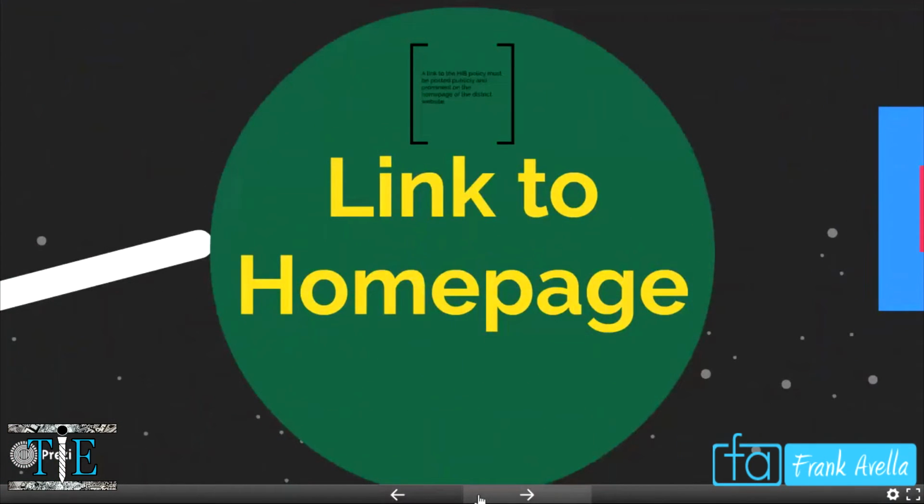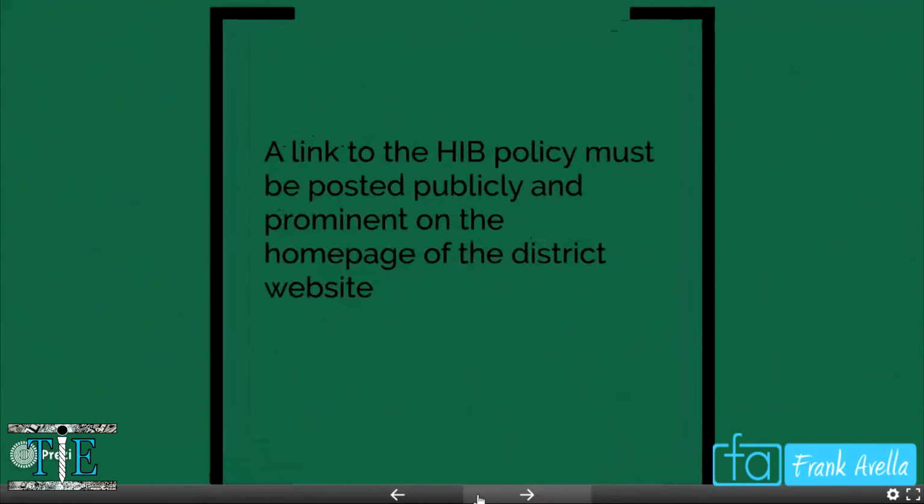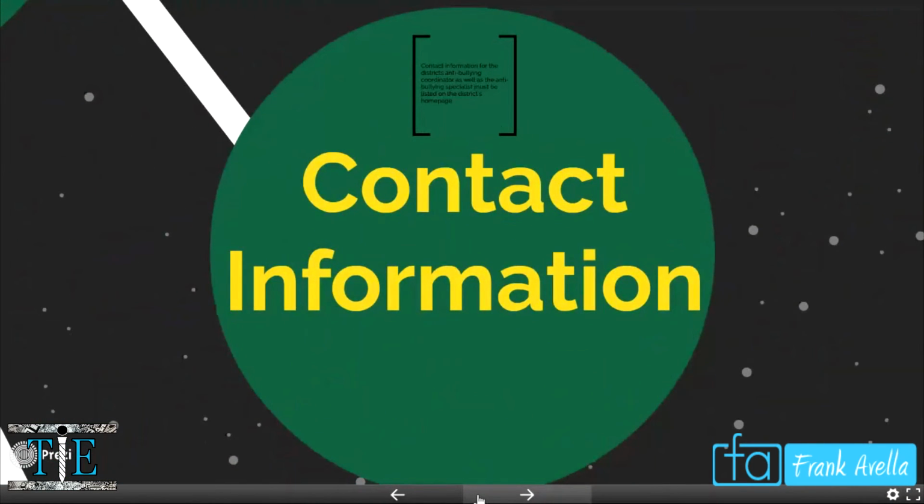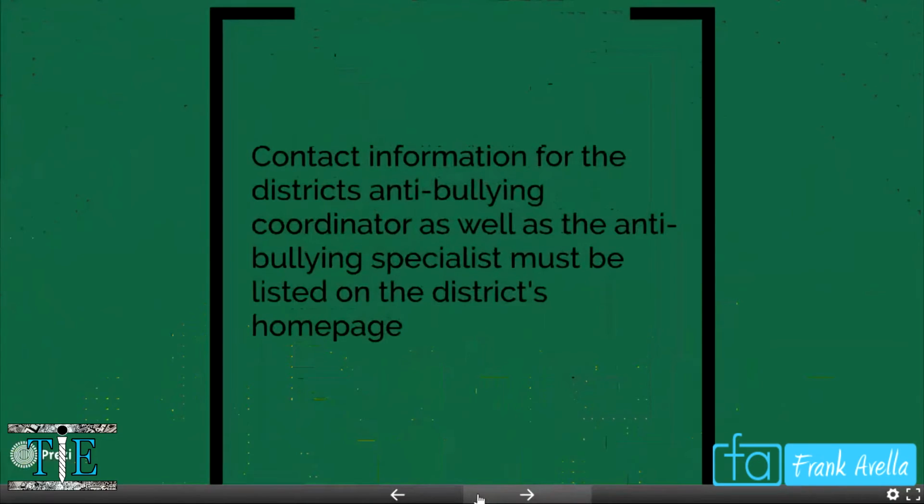A link to the homepage. A link to an HIB policy should be posted publicly and prominently on the homepage of your school district website. So you can check that out wherever you work and see if that's available. Contact information. Contact information for the district's anti-bullying coordinator and the anti-bullying specialist has to be listed on the district homepage.